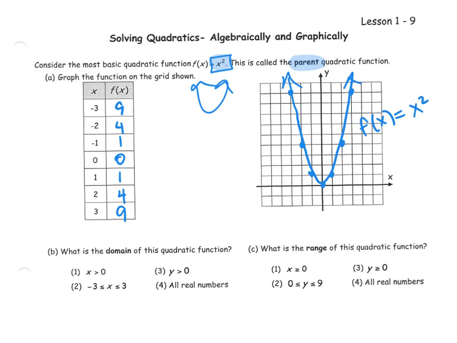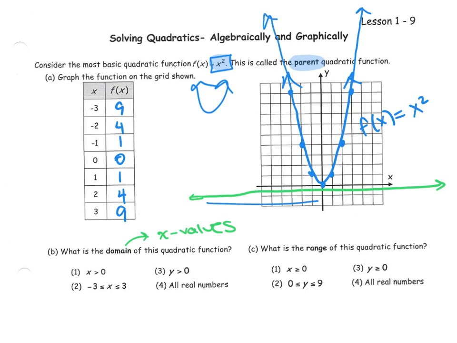Okay, our next question says, what is the domain for this quadratic function? So remember, domain is the x values. So what is the domain? Well, let's see. I'm coming all the way from out here, and I'm continuing all the way to the right. So notice this parabola just keeps going, going, going, keeps going up, up, up. So we're going out to the left and to the right in both directions. So our domain is from negative infinity to infinity, which is all real numbers.